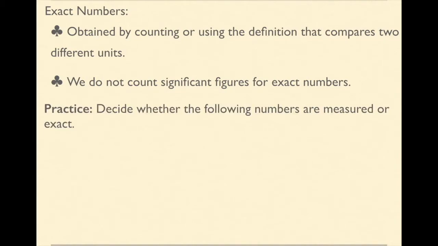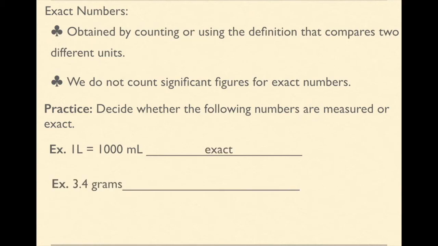So as practice, decide whether each of the following is a measured or an exact number. So here, 1 liter equals 1,000 milliliters. Since that is comparing two different units, that is going to be exact. In this case, if I give you just 3.4 grams, that would be measured because you're not counting and you're not comparing two different units.